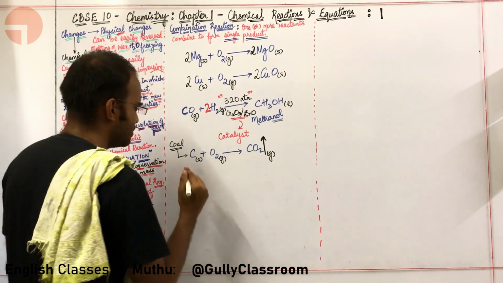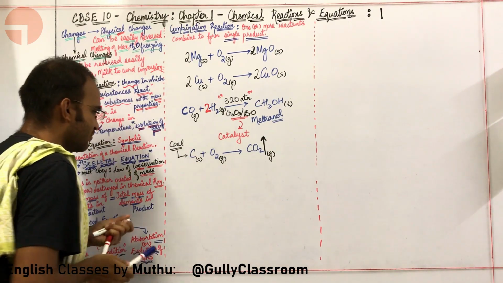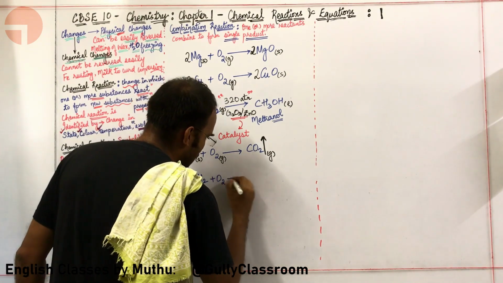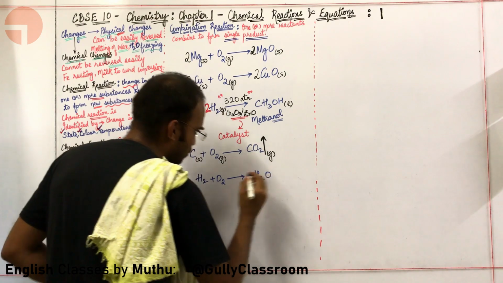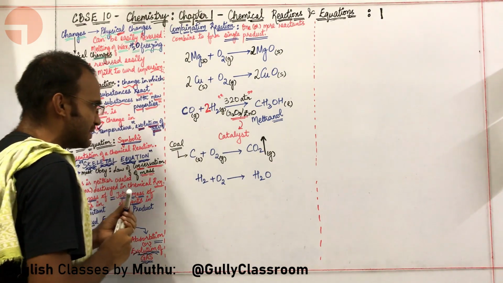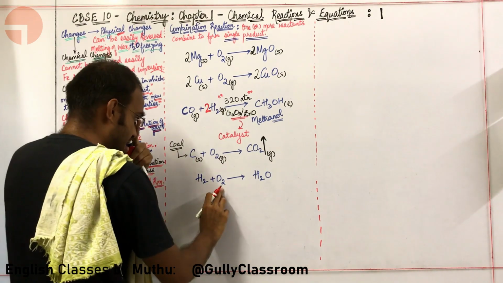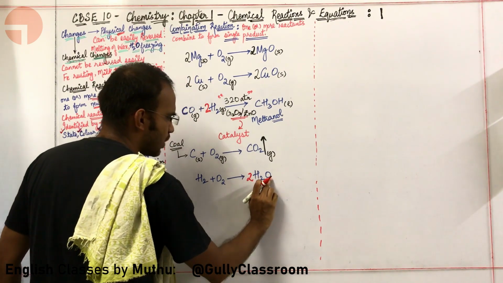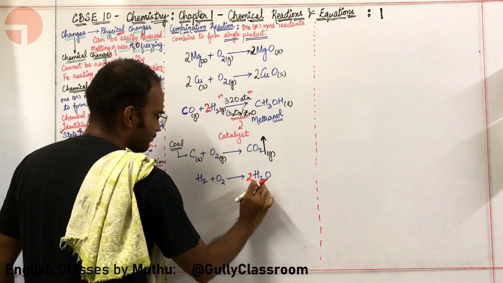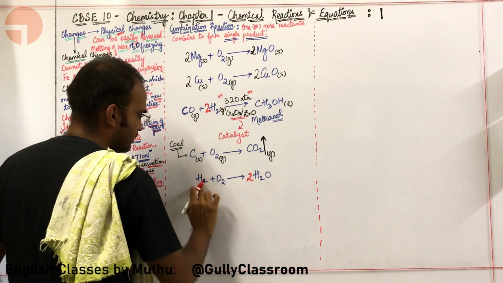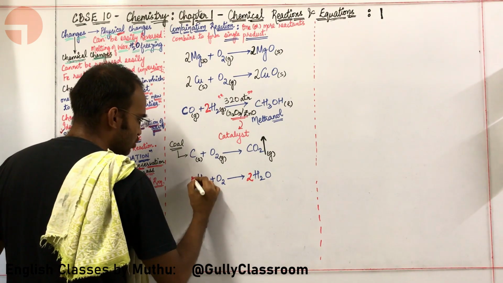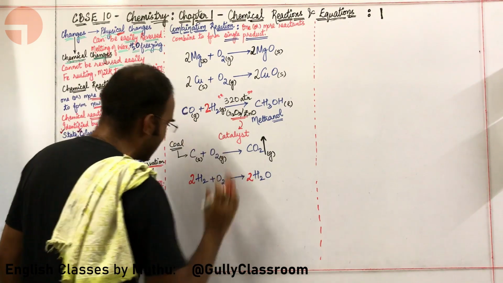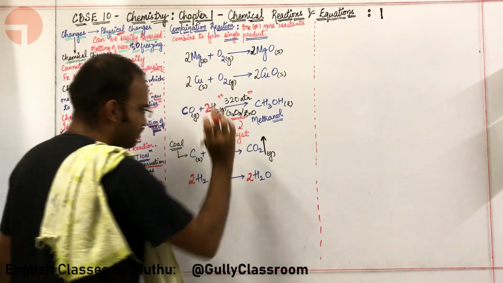What about the formation of water? The formation of water can be written as H2 plus O2 can combine to give H2O. How are you going to balance this particular reaction, sir? Here there are 2 oxygen, hence I am going to add a 2 here to convert this 1 oxygen to 2. Now there are 4 hydrogen. So in order to convert this 2 hydrogen to 4, I am going to put a 2 here. 2 into 2, 4. Now this is a balanced equation.